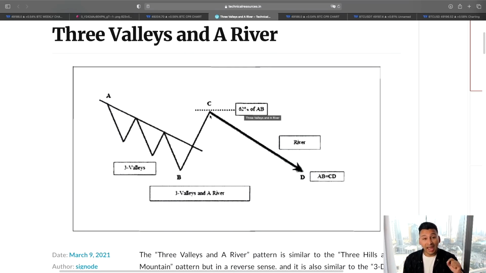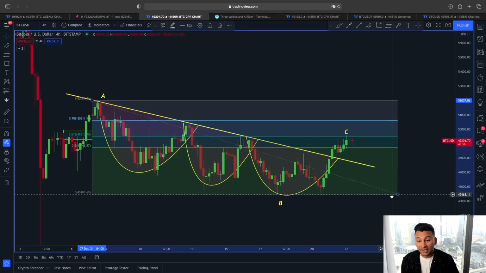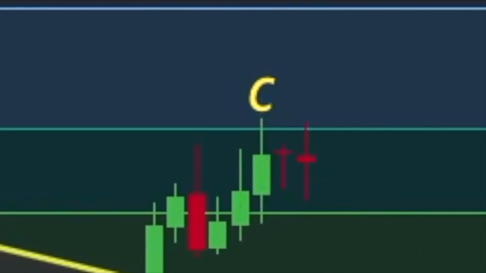If it is going to be an actual bullish trend, then this 62% of A to B, this 0.618 Fibonacci line, must be broken at any cost. And right now this is sitting around the 49,500 area, and you can see exactly when the price of Bitcoin approached the 0.618 Fibonacci line, we got a rejection around this point C area, right? You can see that very clearly here.